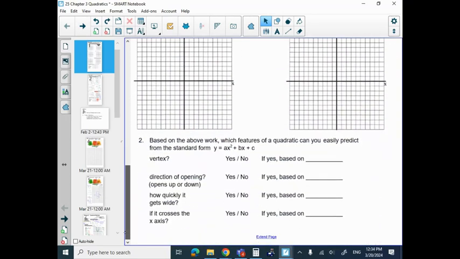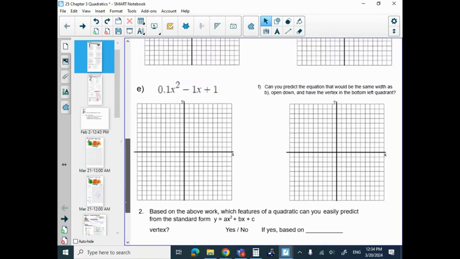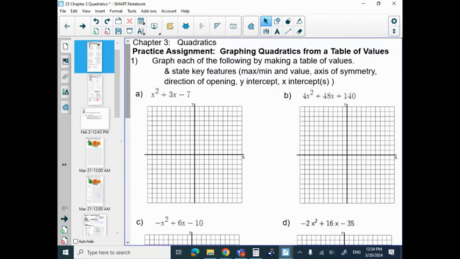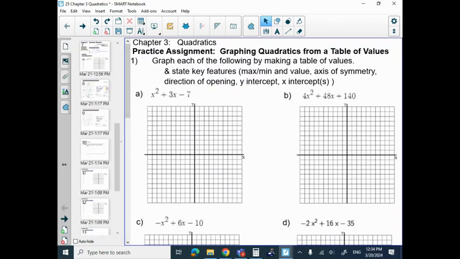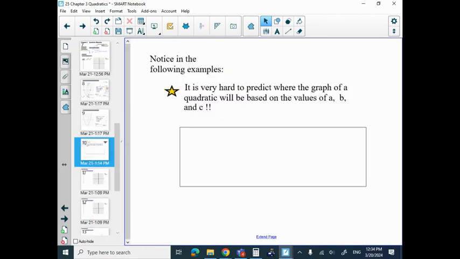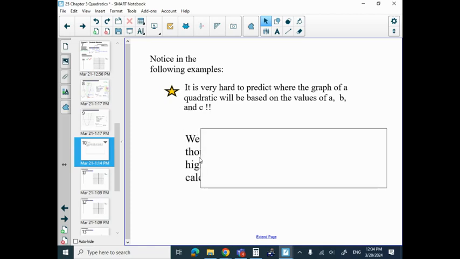And later on, there's questions about that. Like, what can you tell from the equation? Can you tell where the vertex is? Can you tell the direction of opening? And so on. Okay, some of those are yes, some of those are no. And you'll find out as you go and do a bunch of them. So that's this slide here where you'll find that it's pretty hard to predict some of the things. Some of the things you can predict, but some of them you can't.